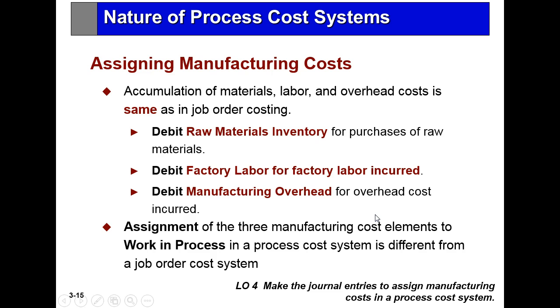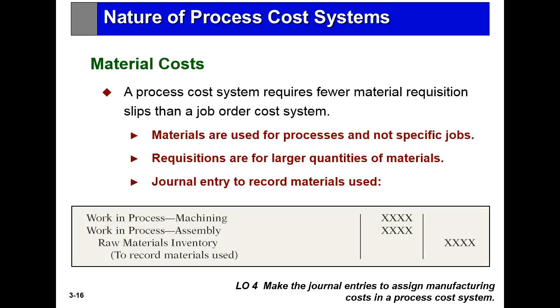Assigning manufacturing costs. Accumulating the materials, labor, and overhead is the same as in job order costing in that they go right into raw materials inventory, or go into factory labor incurred, or they get debited to manufacturing overhead. So the way in which we account for direct materials, direct labor, and overhead is the same. Then assigning these manufacturing costs to the work in process in a process system is going to be different from what we did in the job order system.